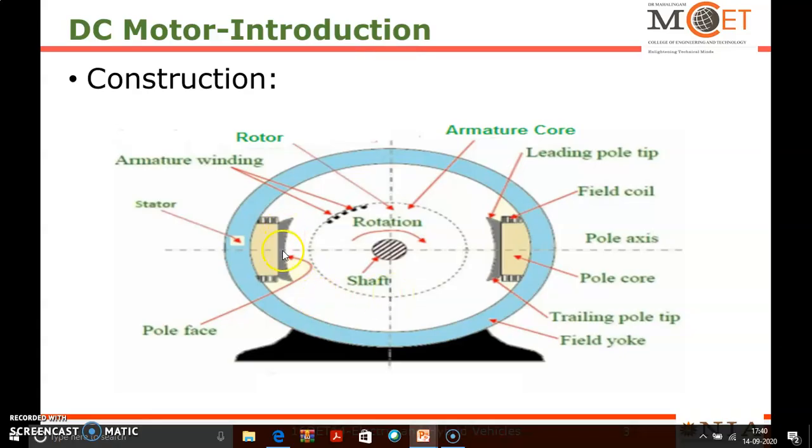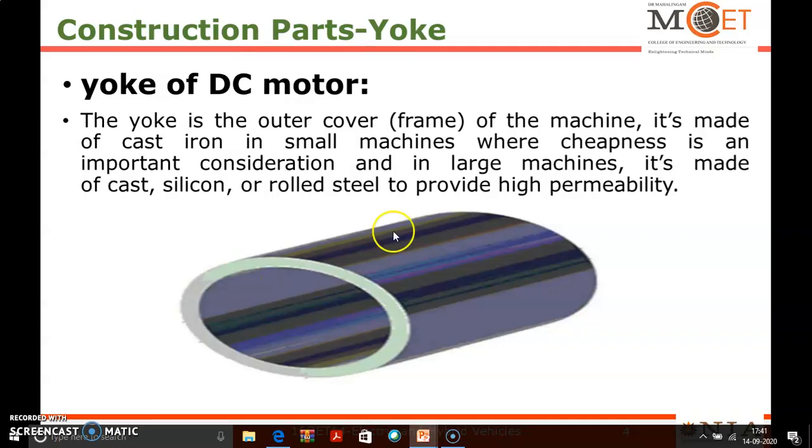Here, this is the pole shoe. This area is the pole shoe. These are the magnetic poles of the electric motor, on which the field coils are wound. This area is the pole, and this bent part is the pole shoe, which is also called the pole face. Next, we will see about the yoke.